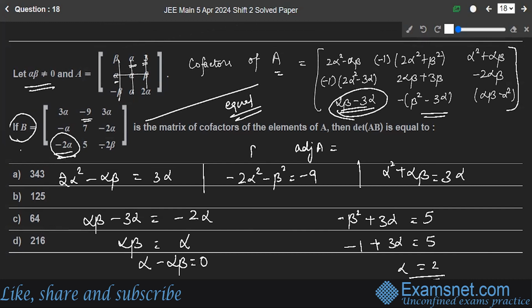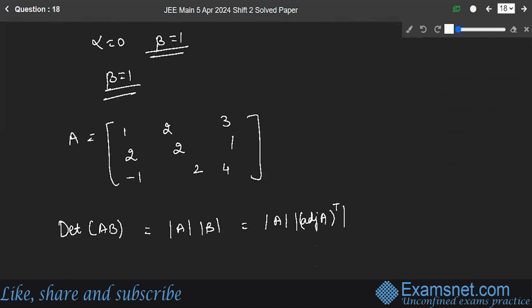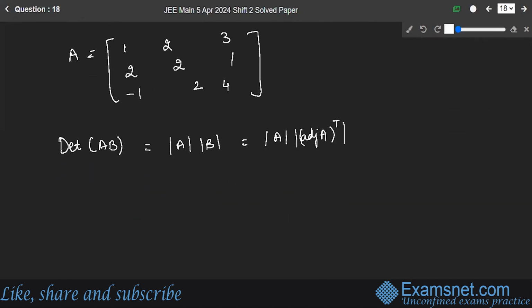If I say B is equal to adjoint of A, then the transpose of the cofactor matrix gives the adjoint of matrix A. So these are the cofactors. If I take the transpose of this matrix, I will get the adjoint of A. Then the determinant of B is equal to the determinant of the adjoint of A transpose.